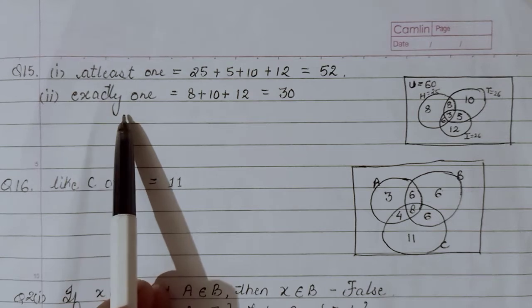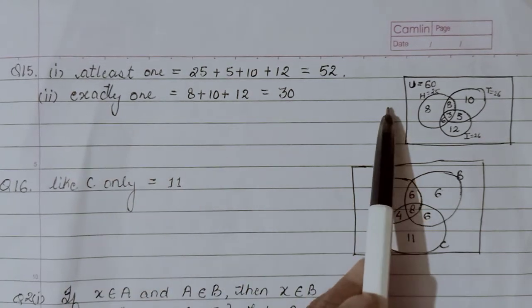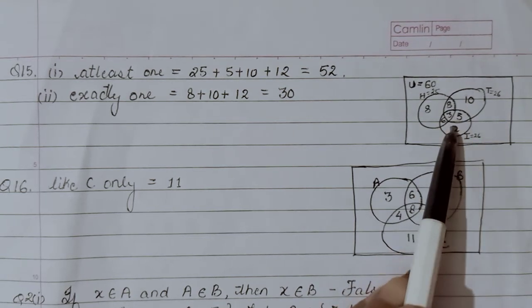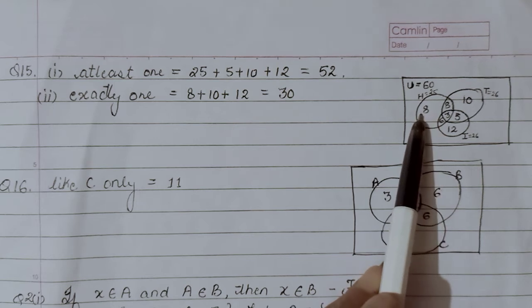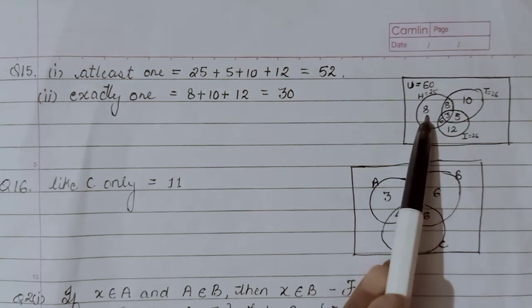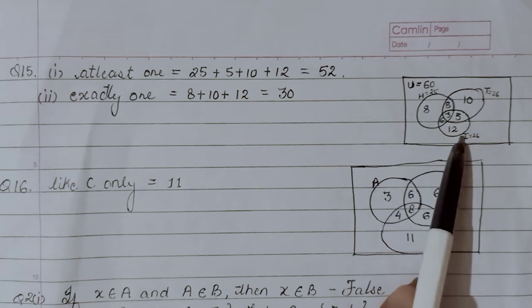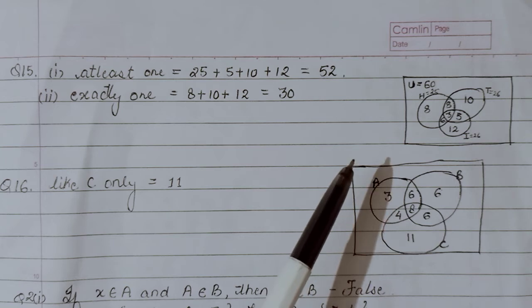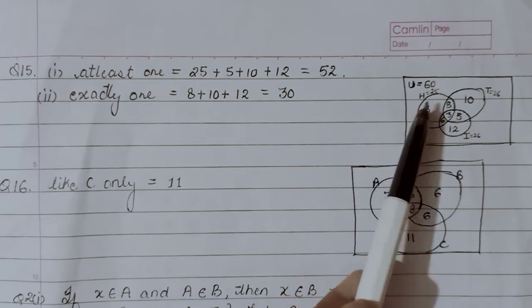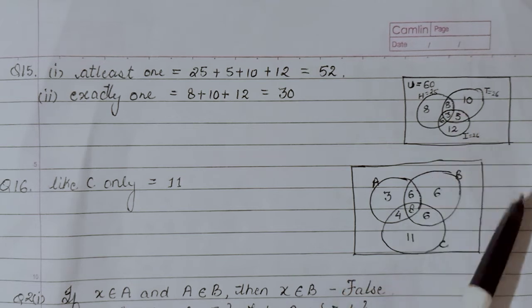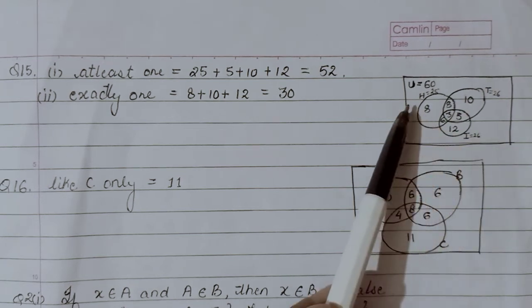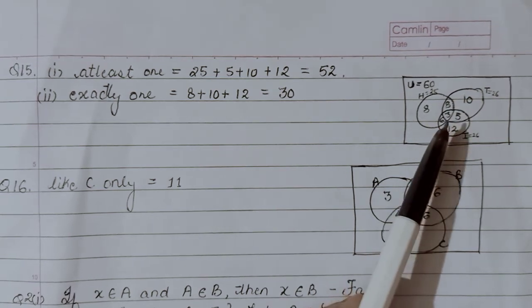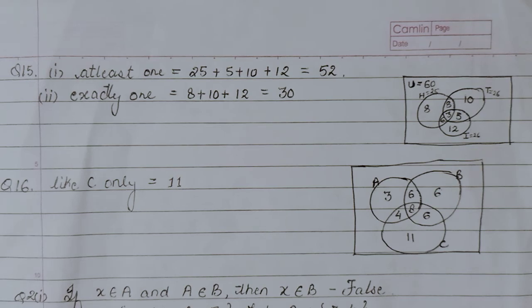Then second portion was exactly one. Exactly one means only H or only T or only I. Only. Okay? Nothing in common. So in exactly one, you take this plus this. This is only H, this is only T 10 and only I 12. So 8 plus 10 plus 12, that is 30. Right? And if I say only T, then you would give me the answer as 10. If I say only H and I, but not T, then you would say 6. Okay, so that is how you can now answer any and every question that has been put up.